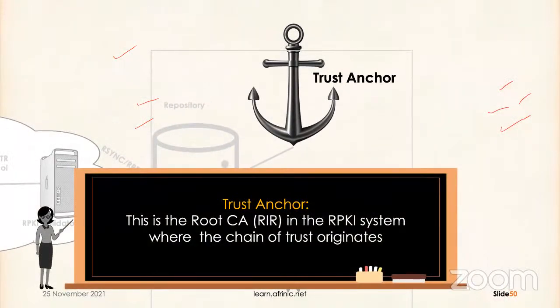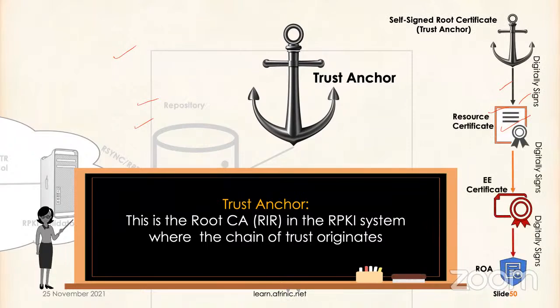So the other component here in the RPKI is the trust anchor. The trust anchor is just like the root certificate, the root CA. Remember the server operator had to approach the root certificate authority. Trust anchors are basically the RIRs in the RPKI system. Remember the graphic I showed you earlier, that starts from the RIRs all the way through child certificates to the ISPs. So the trust anchor is the root CA. Afrinic is the root CA, okay? If you want to connect to the trust anchor, you use something called a trust anchor locator. As you can see in the graphic, the trust anchor goes all the way down through your resource, the EE, to the ROA.